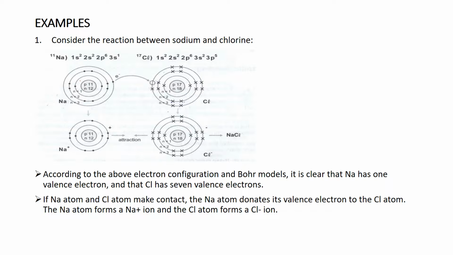And for sodium, the third energy level carries only 1 electron because the outermost valence electron is only 1 for sodium, since it's in group 1. And then for chlorine, we see that the third energy level carries 7 electrons. So chlorine needs only 1 electron to complete its outermost energy level, which is the third energy level.